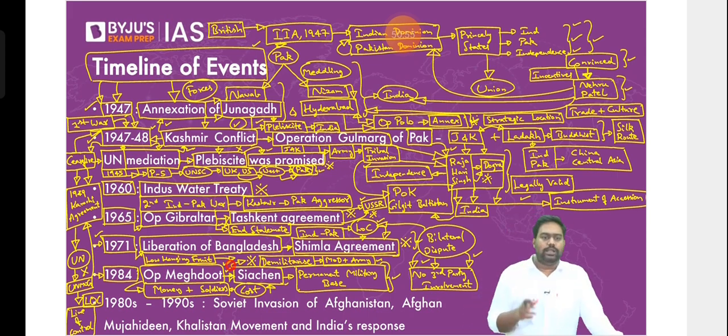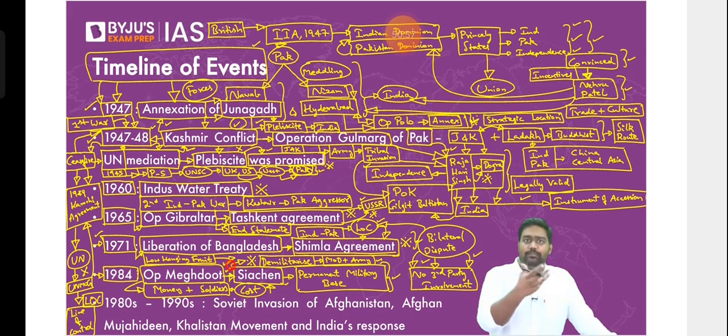So there's no way to take it back without a war, and going to war is never the option. So don't ever suggest this, that we should go and take POK, capture it, go to war. I've seen such suggestions coming from students. That's honestly very immature. Evaluators will not appreciate this. All right? No government is stupid enough to go to war with Pakistan.